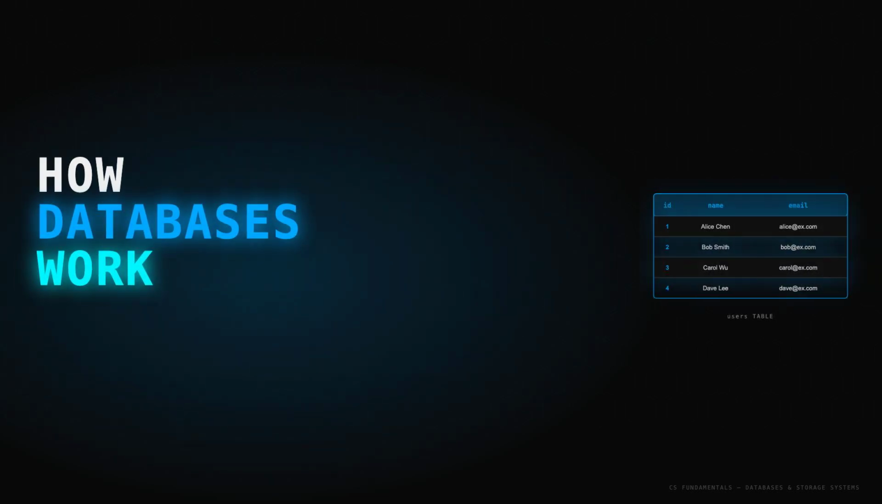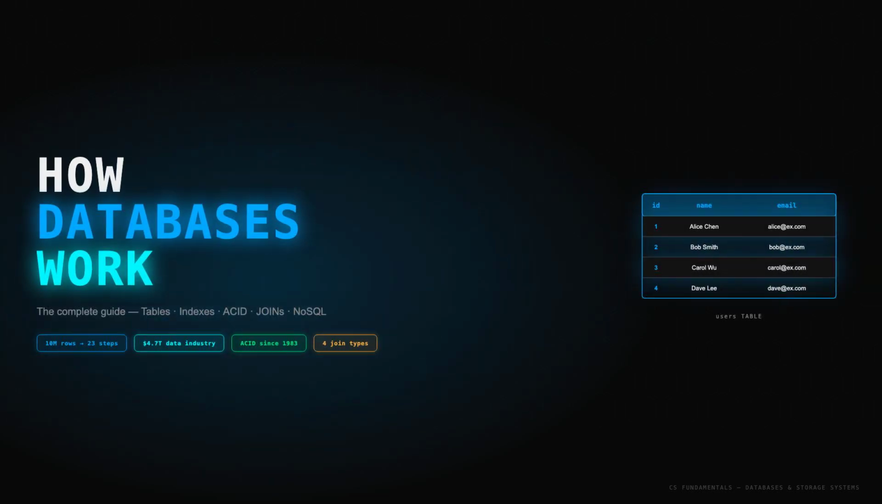Every app you use, Instagram, Spotify, your bank, runs on a database. But what actually happens when you hit search, or post a photo, or check your balance? In this video, we go deep on how databases really work. Tables, indexes, B-trees, ACID transactions, joins, query planners, and when to use NoSQL instead. This is the complete guide.